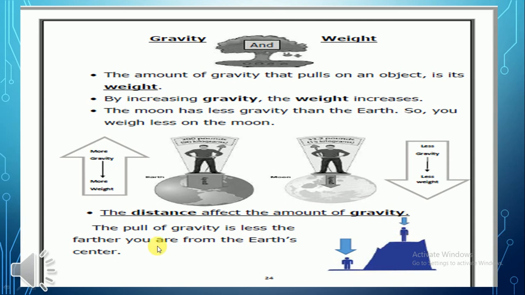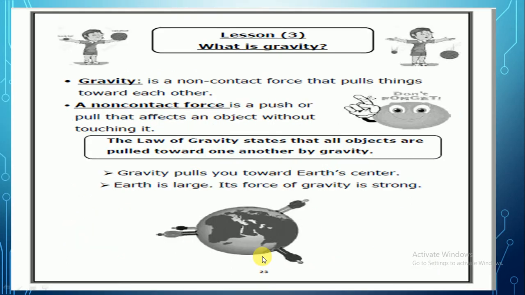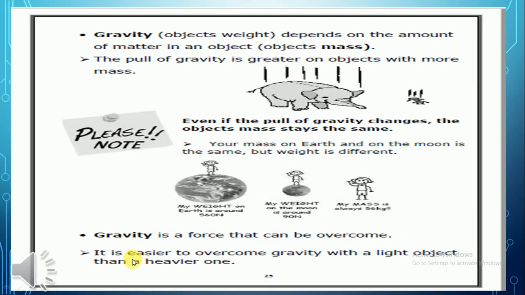Excellent. So the pull of gravity is less the farther you are from Earth's center. It means when you go up, gravity is less. Excellent. Good job. Okay, so this is page 25. Gravity, again, gravity means objects' weight. It depends on the amount of matter in an object. It means the object's mass.